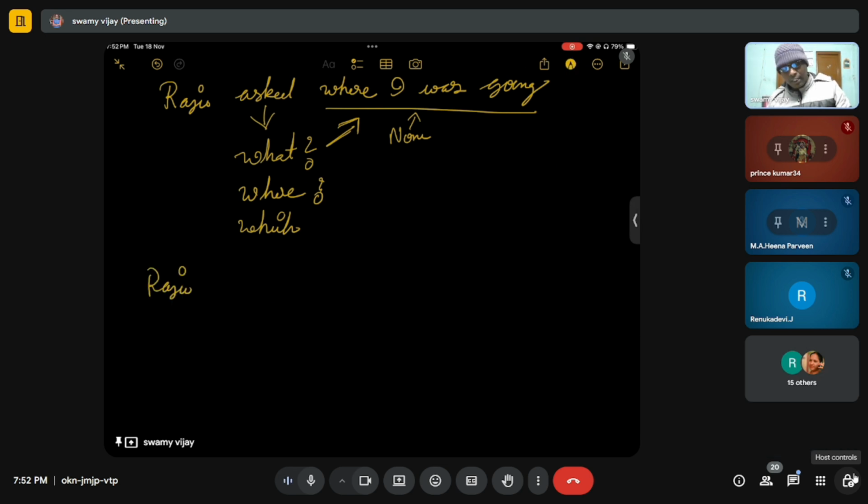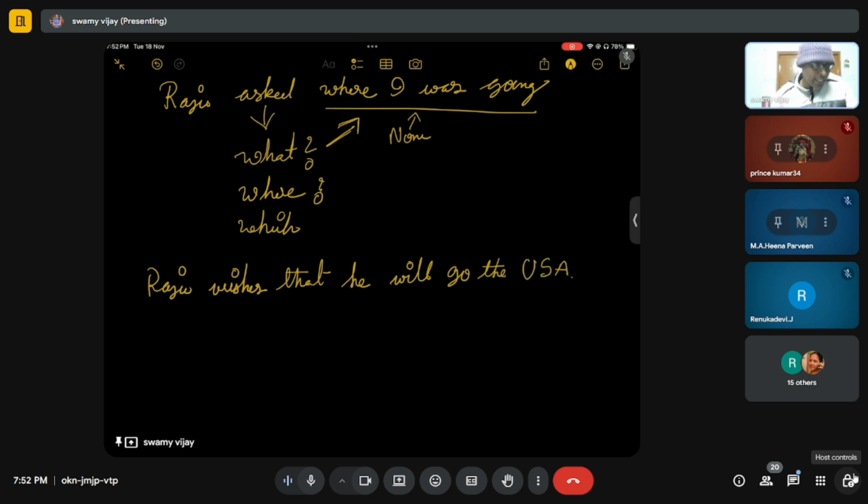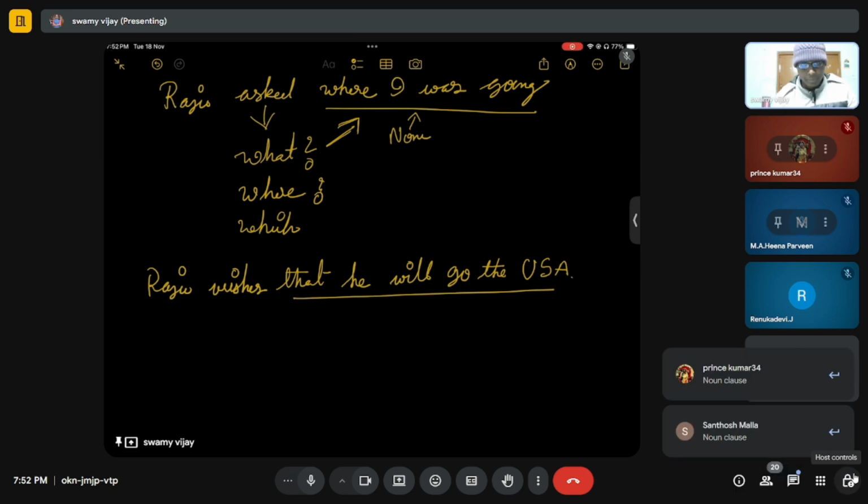I'll take Raju only, easy for us to understand. Raju wishes, W-I-S-H-E-S, Raju wishes that he will go to USA. Now, that he will go to USA is a clause. Now find out which clause it is, whether it is a noun clause, adjective clause, or adverb clause. It is a noun clause.